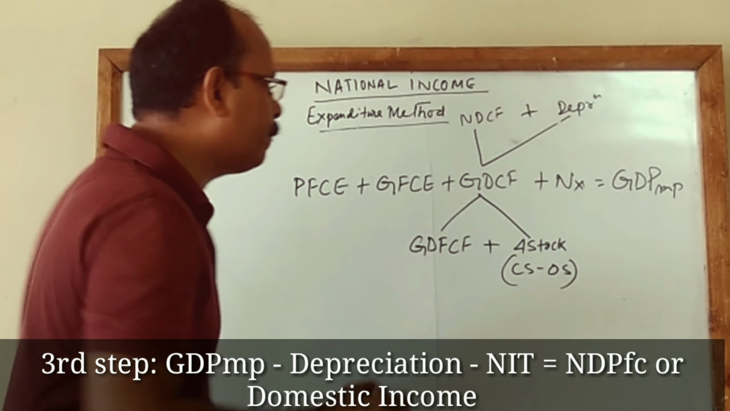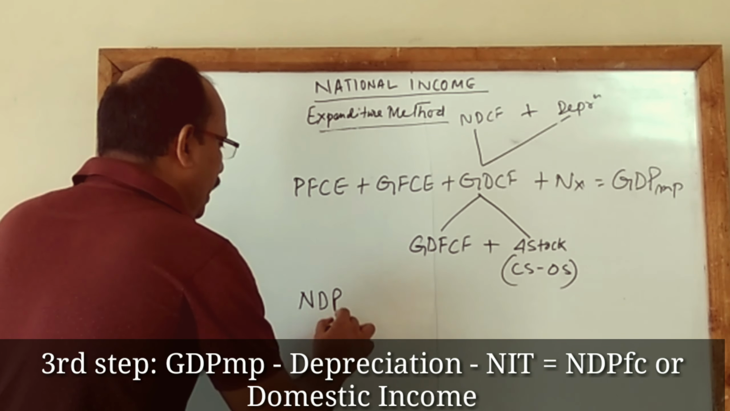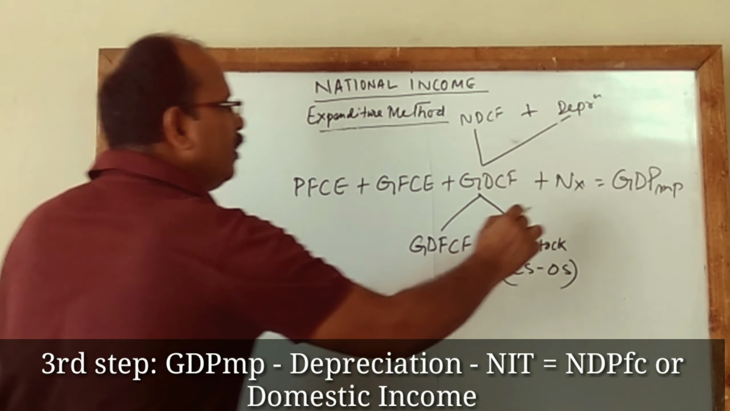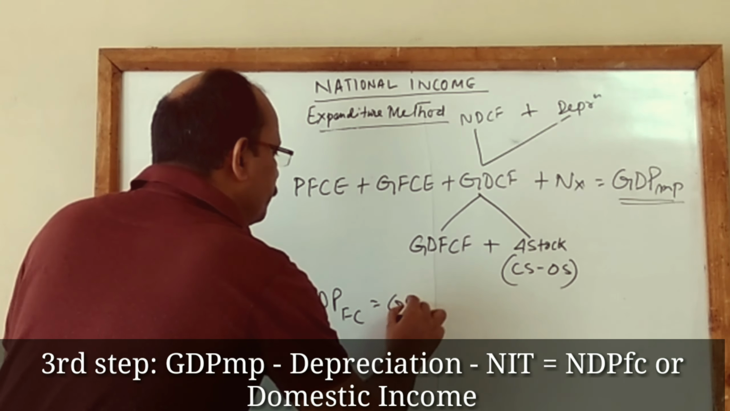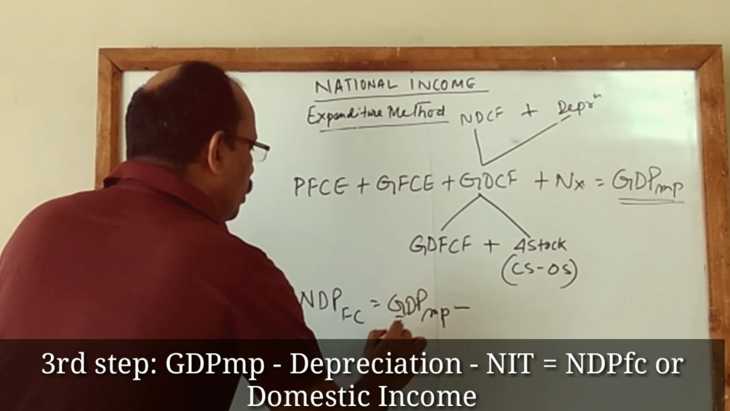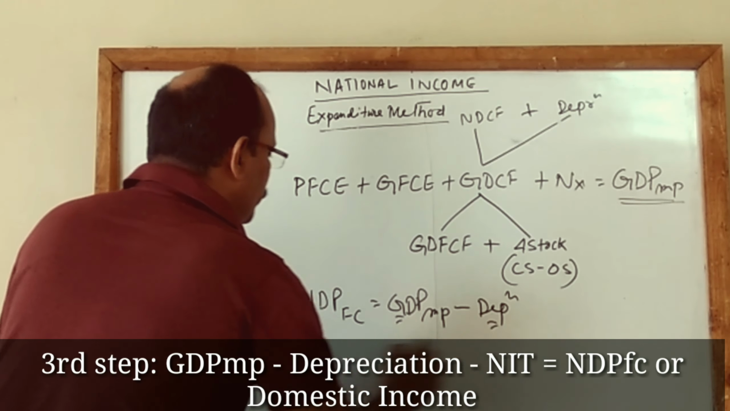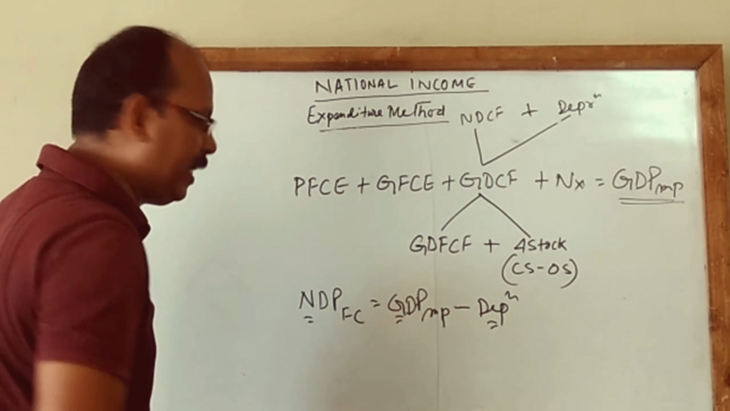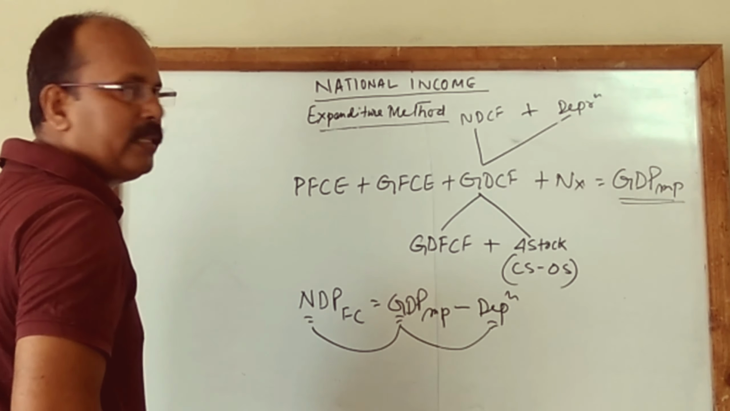So what we'll have to do to find out net domestic product at factor cost? It's quite natural. We are having GDP MP here. So GDP MP minus depreciation, so gross minus depreciation, we'll get net. So these three are gross and depreciation. We are getting like this.